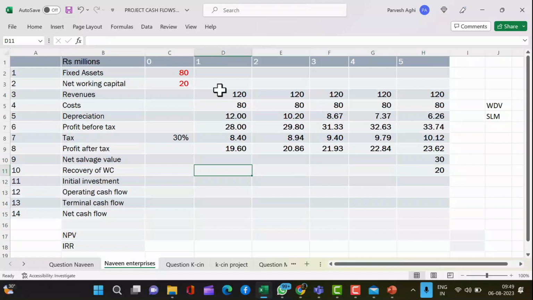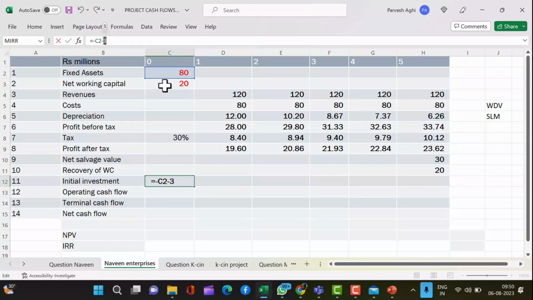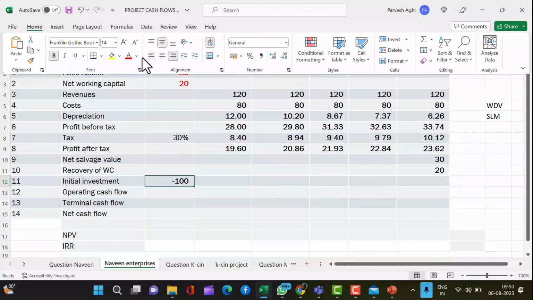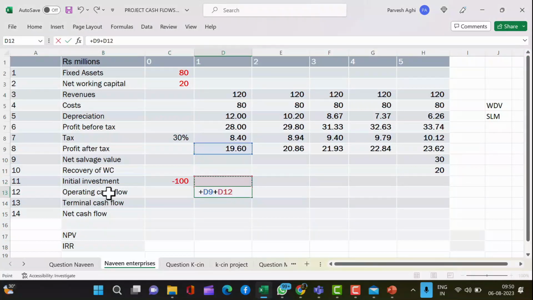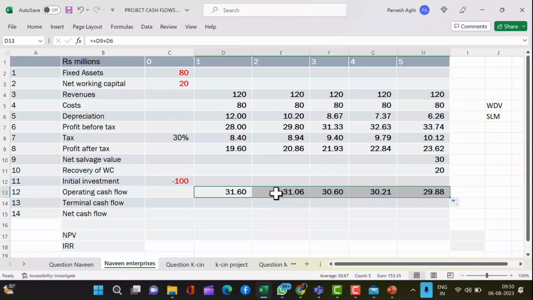Okay. So initial investment, I am going to put a minus sign here, and then a plus here, so this will be minus 100. Okay. Fine. Initial investment is this. Now operating cash flows. So I'm going to put here profit after tax plus depreciation. So these are my inflows. Okay, fine. So this is my operating cash flow.